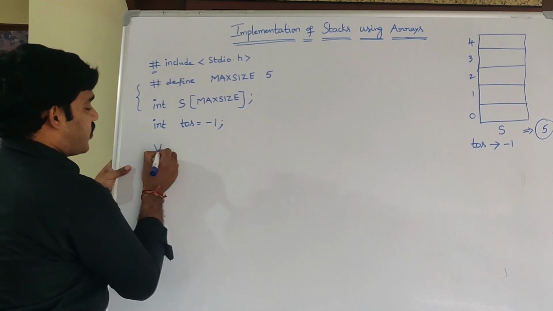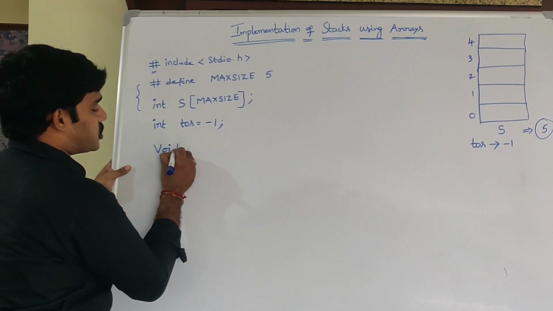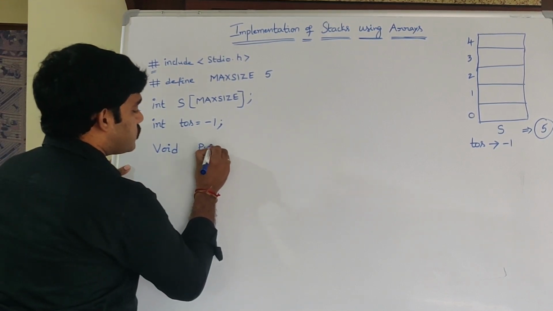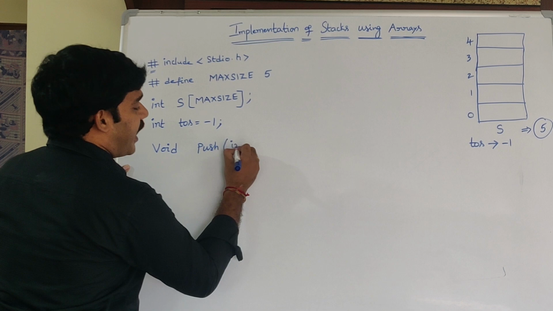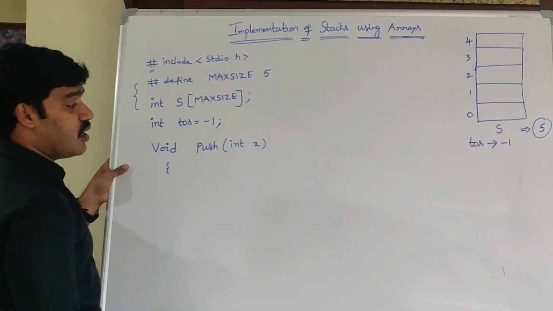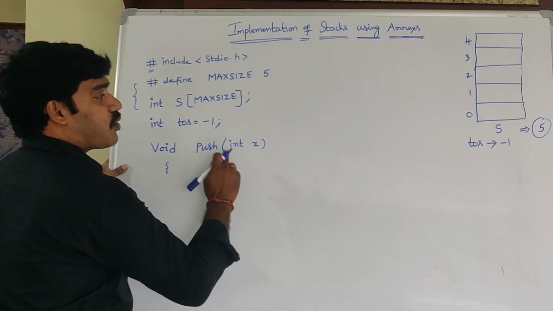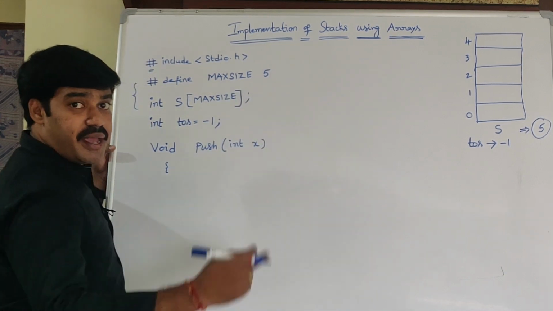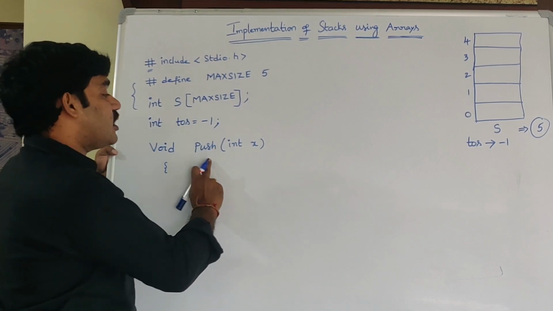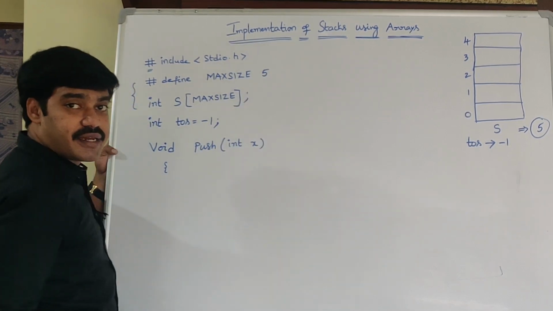First of all, what is the first operation of stack? Push. So the return type of the push function is void: void push of int x, where x is the element we are going to insert into the stack. From the main function we are passing the value x to the push function. That value is going to be inserted into the stack data structure.